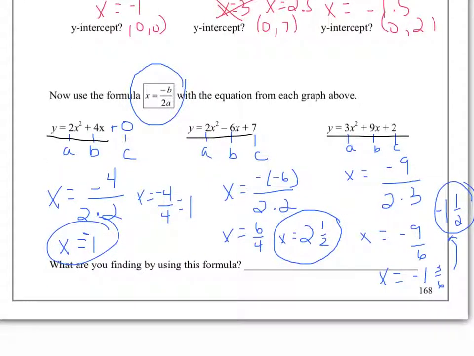Just to check for understanding, what are you finding by using this formula? This formula is used to find the axis of symmetry, which is the line that cuts the parabola in half. So it's the same on both sides.